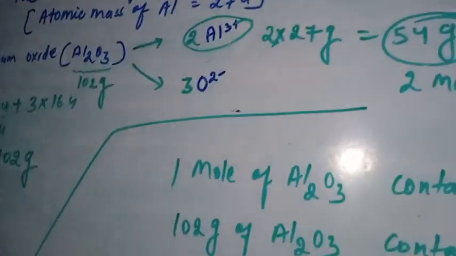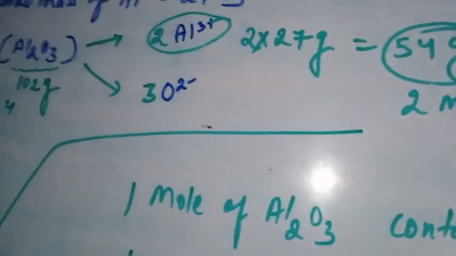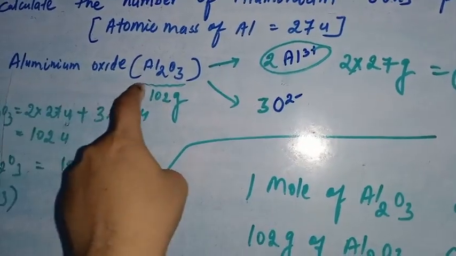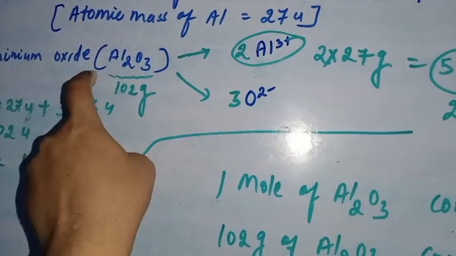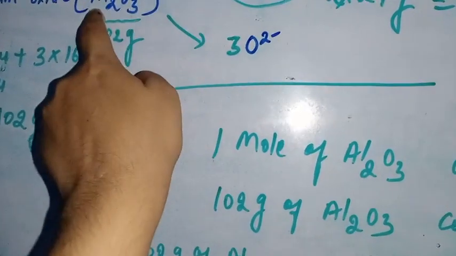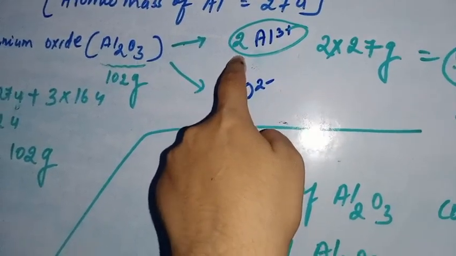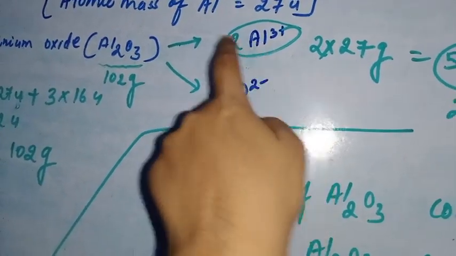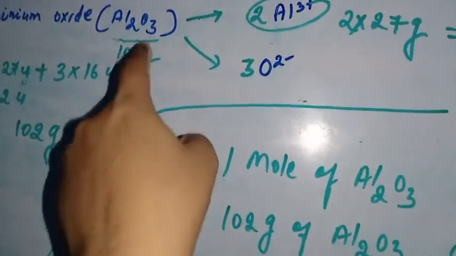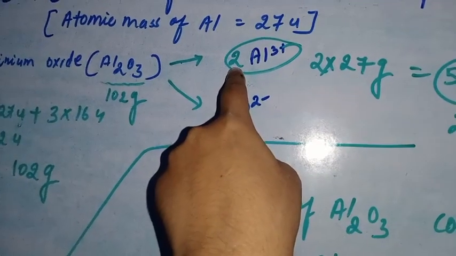This is the simplest method you can use to solve this question. I will repeat again. Here you have to first find out the molar mass of aluminium oxide. Molar mass will give you the mass of 1 mole of aluminium oxide, and by writing the chemical formula of aluminium oxide you have to see how many aluminium ions make up the aluminium oxide molecule. When we write the chemical formula, we can predict how many aluminium ions are present in aluminium oxide.